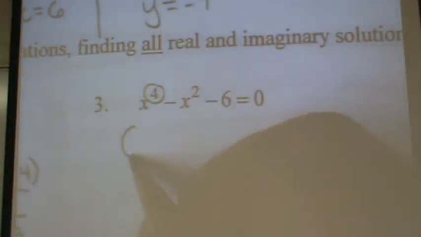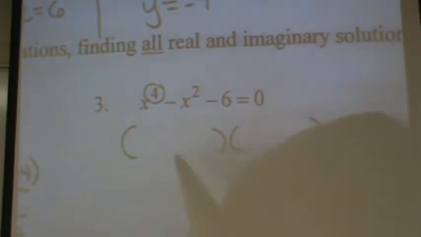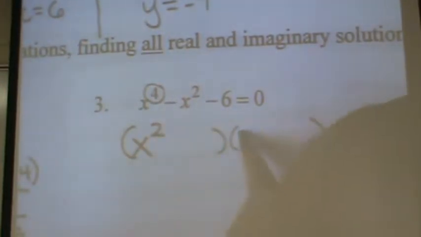So, can I FOIL this? Yes. Or factor it? What do you get? What do I put in these two spots? X squared minus 3 and x squared plus 2.